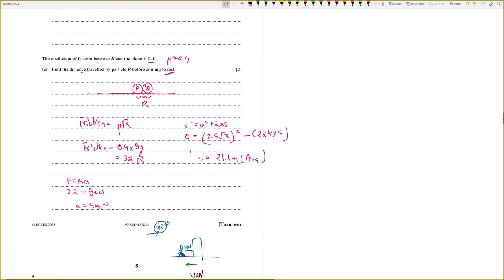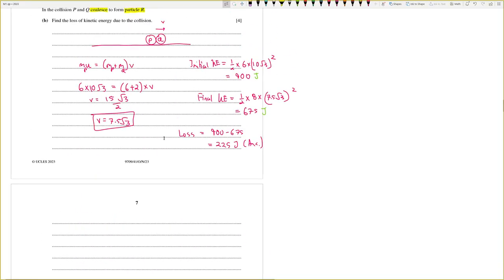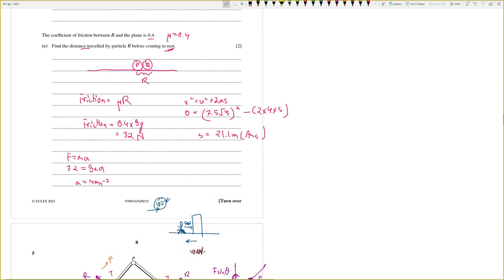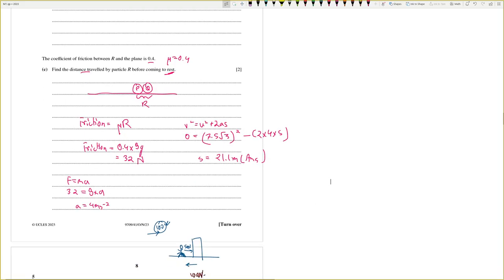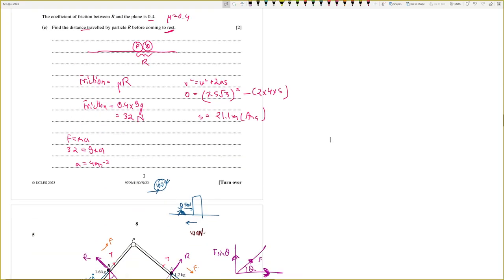Now we have to find the distance traveled before coming to rest. We don't need time, so we can just use v squared is equal to u squared plus 2as. So 0 is equal to the speed right after collision, which we found over here, (7.5 root 3) whole square, minus 2 into 4 into s. We need to find this s, then we get a distance of 21.1 meters. This is how you do the sum. Okay, is that fine? Moving on to the last 3 questions.